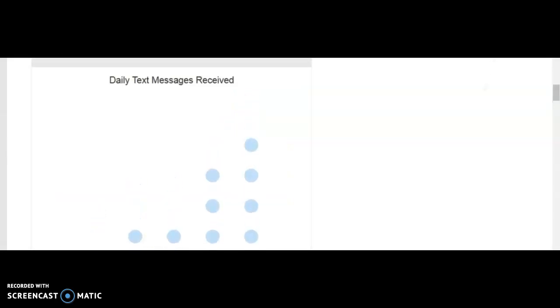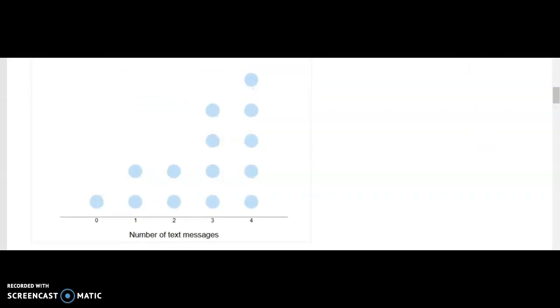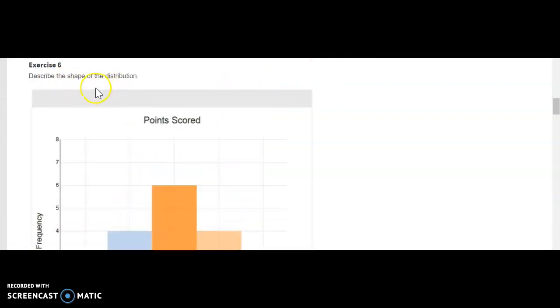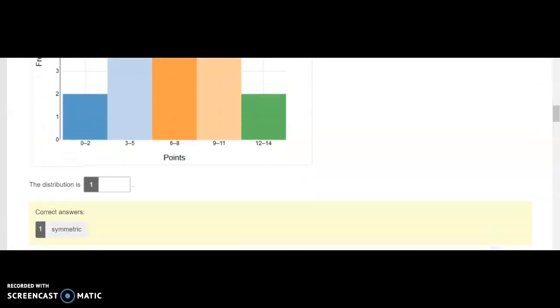This is daily text read, and they wanted us to describe the shape of the distribution. And so when we look at this, it goes mostly, okay, here's our median. It's going to go mostly to the left. It's skewed left. Describe the shape of this distribution. When I look at it, it's almost like a mirror image of it. So I would say it's symmetrical.